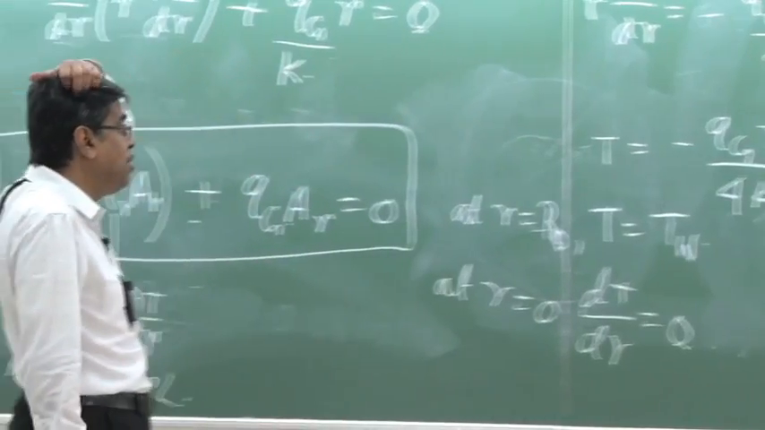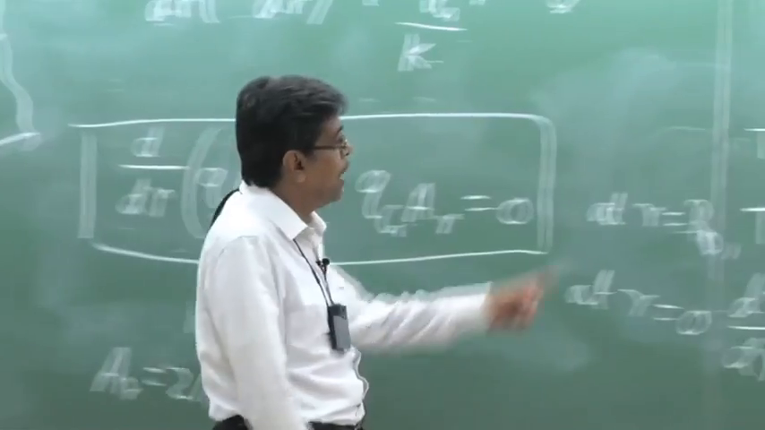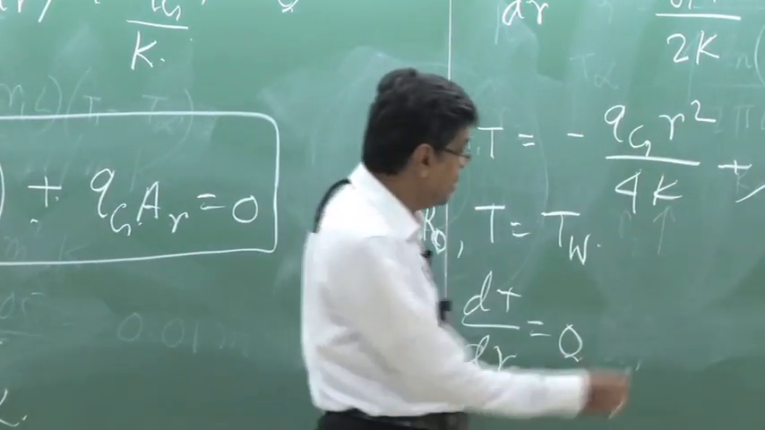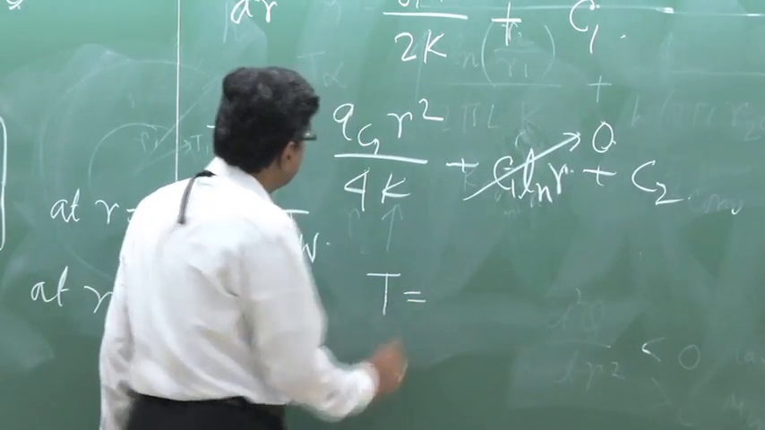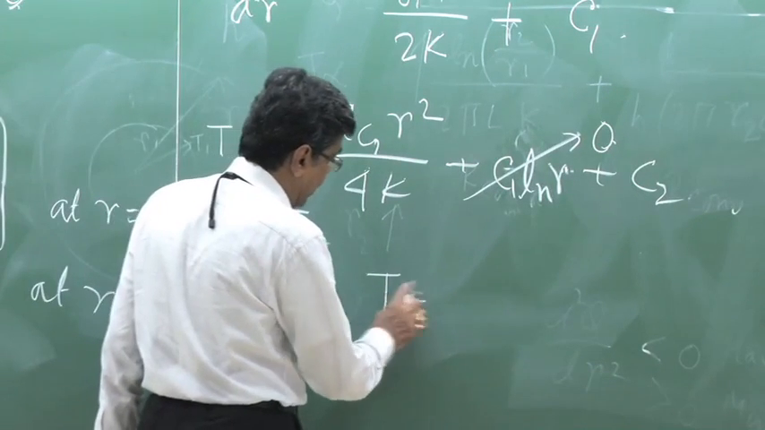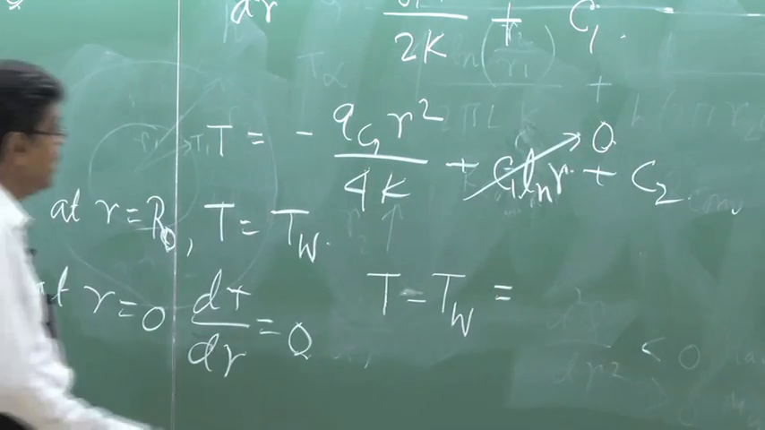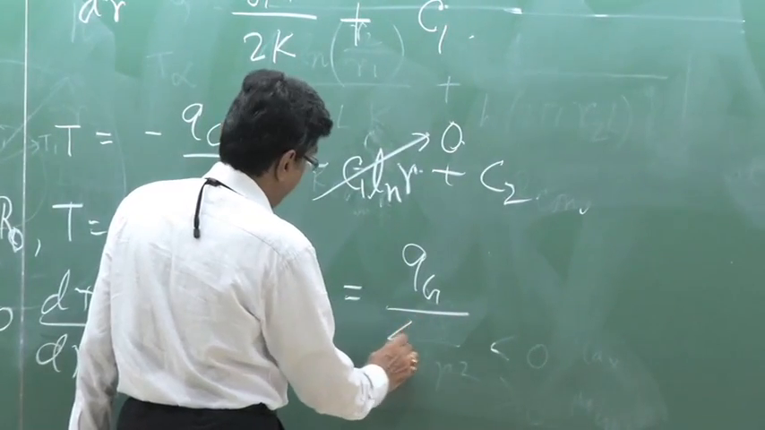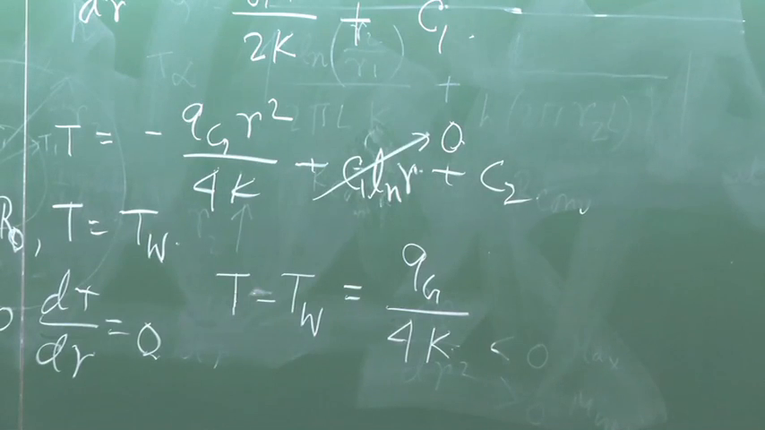So now what will be the value? C2 will be T0 plus Qg R0 square by 4K. That means the expression is T is equal to what? C2 is TW, so T minus TW, rather you write like this, is equal to Qg by 4K into R0 square.